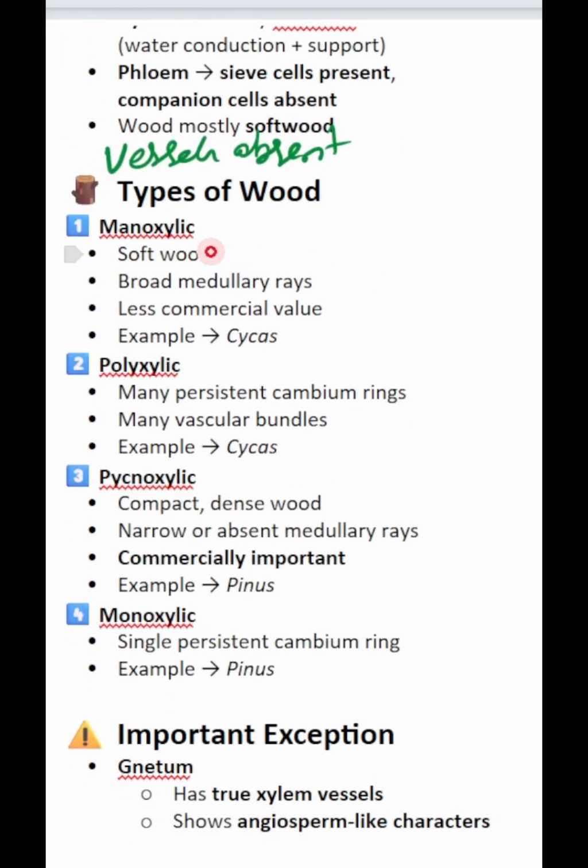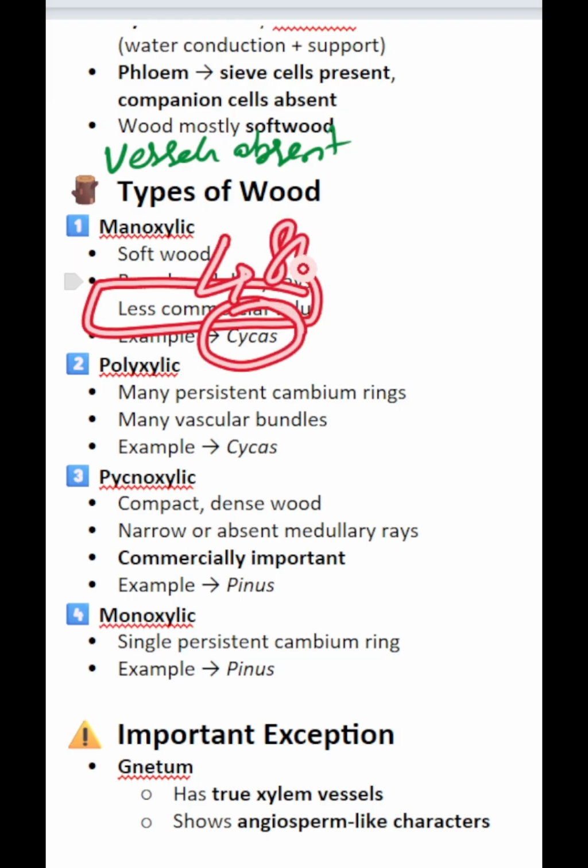In Manoxylic wood, softwood is present, and in between the vascular bundles the medullary rays are present. These medullary rays are very broad in nature. So broad medullary rays are present, and this wood has less commercial use. The best example is Cycas, and it is mostly used for fuel.